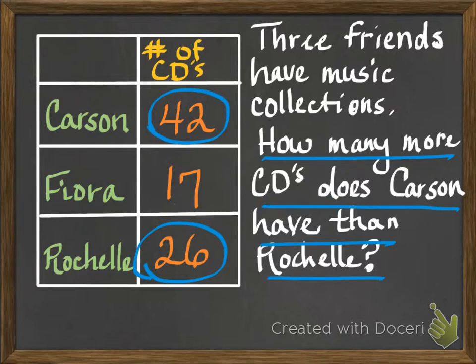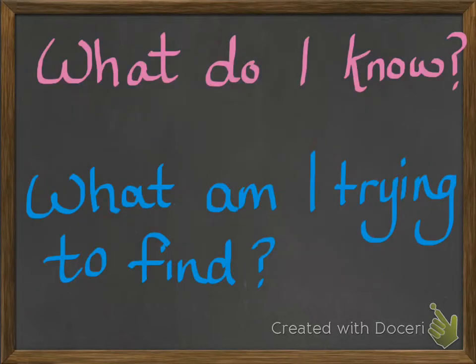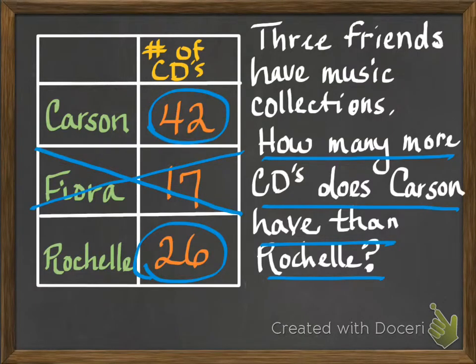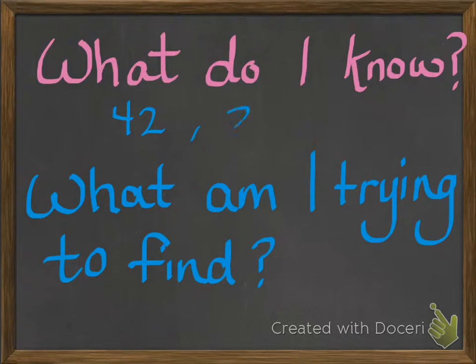So I know that this information about Fiora having 17 CDs is a distractor. It's set there just to distract me, and I'm going to cross that off because I don't need that information. So I'm going to draw a picture model to show my thinking. So what do I know? Well, I know that Carson has 42. I know that Rochelle has 26. And I'm trying to find out how many more does Carson have than Rochelle.